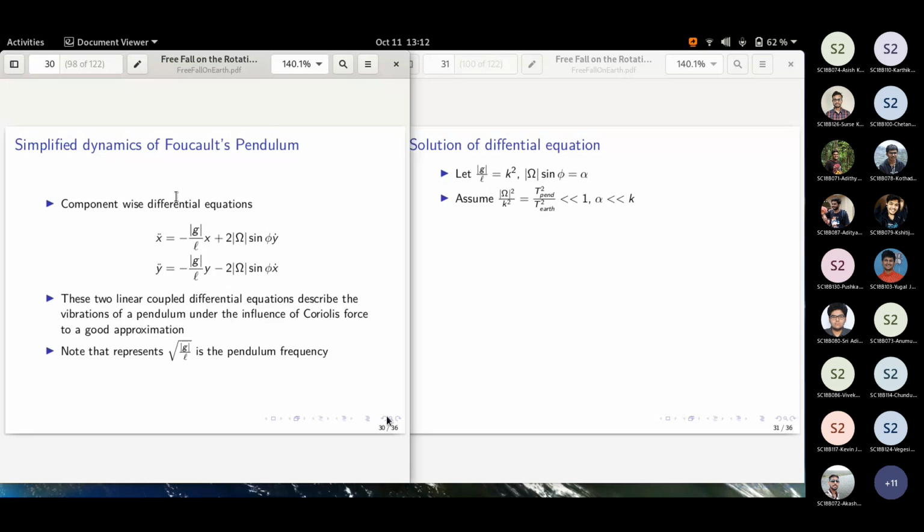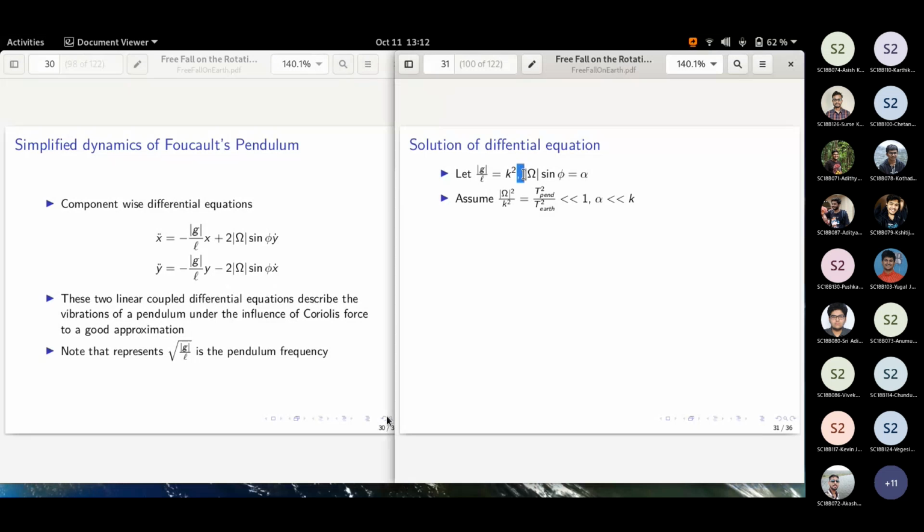And phi is your latitude. Since latitude varies from 0 to 90 degrees at most, the sine of that quantity is always less than 1. So the order of this quantity is 10 power minus 6, or the maximum it can reach is 10 power minus 5. That is significantly less than this quantity. That is the assumption we are making.